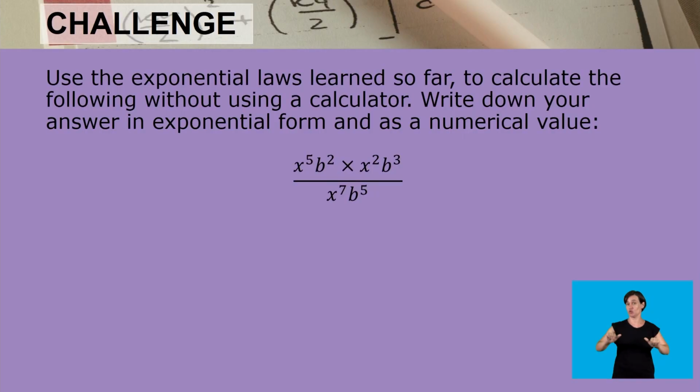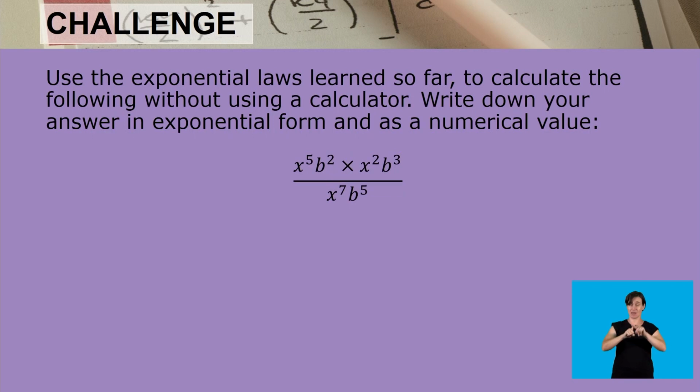Let's end off our lesson with a nice challenge. Our challenge reads: use the exponential laws learned so far to calculate the following without using a calculator. Write down your answer in exponential form and as a numerical value. So we need to solve here x exponent 5, b squared multiplied by x squared, b cubed, and this is all divided by x exponent 7, b exponent 5.